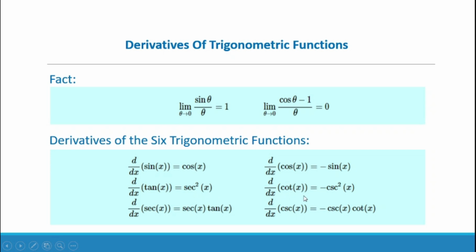Derivative of cotangent x is equal to negative cosecant squared x. Derivative of secant x is equal to secant x tangent x. And derivative of cosecant x is equal to negative cosecant x cotangent x.